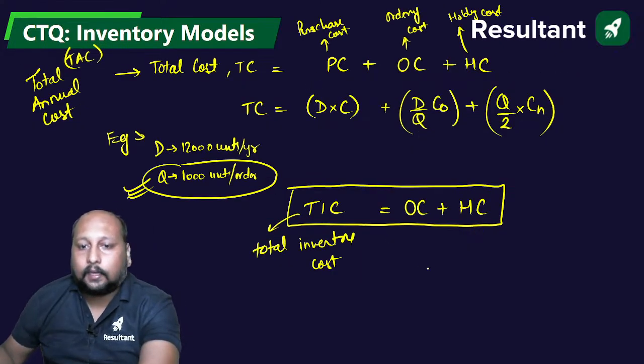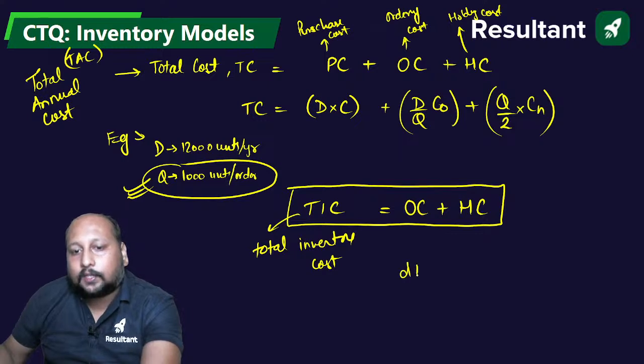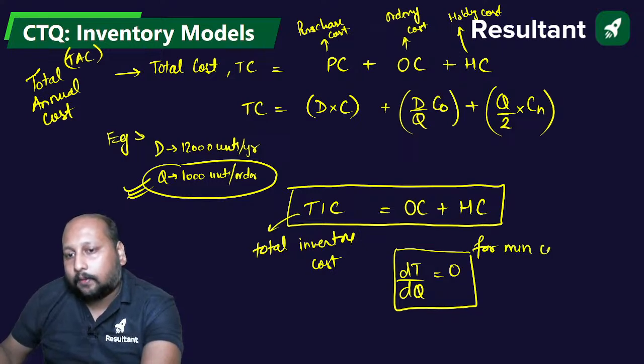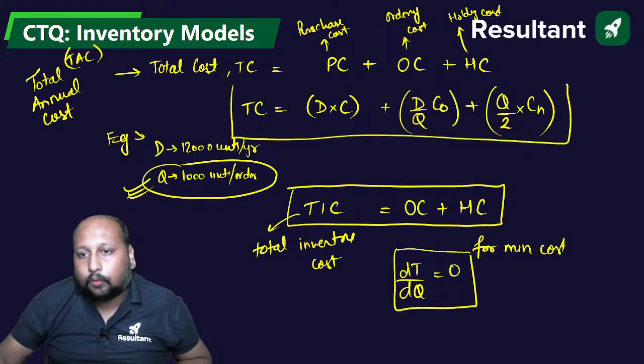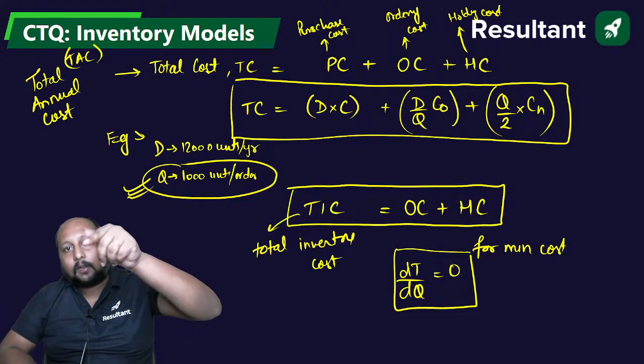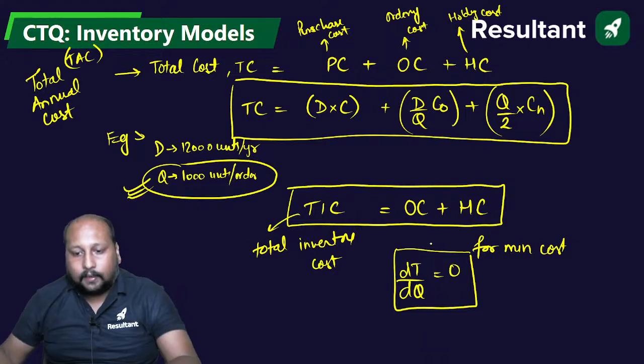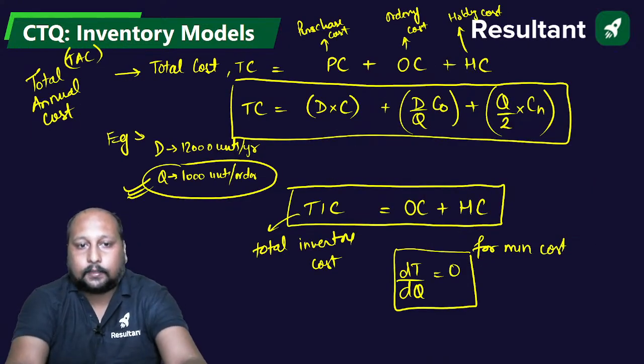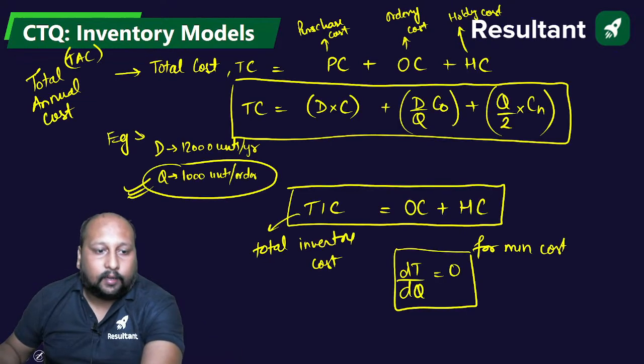So let us try to do one thing. In order to have this total cost to be minimum, let us differentiate this total cost with respect to Q and make it equal to 0. This is for minimum cost. Now you differentiate this equation with respect to Q. The purchase cost will be constant, so that will be 0. This is 1 upon Q, and the differentiation of 1 upon X is minus 1 upon X square. Right? So by solving this, let me add one slide over here. One second, guys. Let me add one slide so as to take the benefit of this.